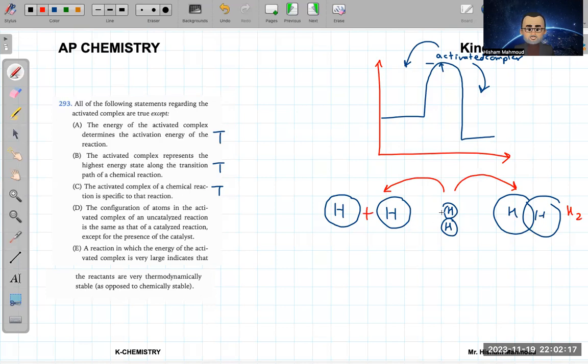So the configuration of these atoms in the activated complex of an uncatalyzed reaction is the same as that of a catalyzed reaction, except for the presence of the catalyst. الكلام ده, it's very wrong, because what is the benefit of the catalyst? It lowers the activation energy by making a pathway. كنا دايما بنقول عليهم في البيولوجي زي ما يكون كده يحضن الاثنين reactants يقول لهم تعالوا كده. What do you think? When you react in this way, it will become much easier for you.